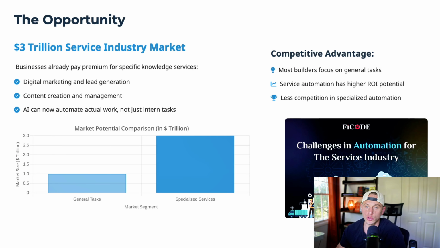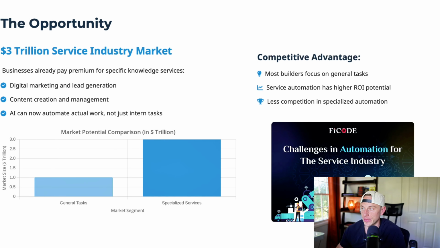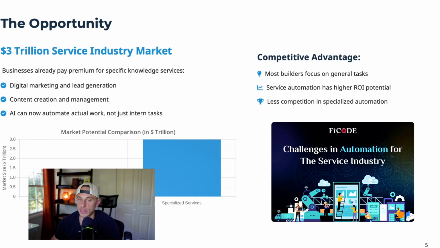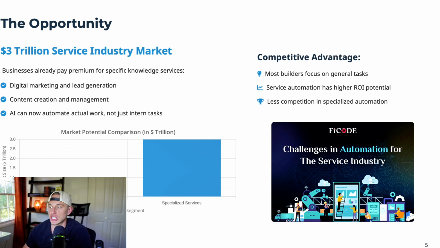So there's a huge opportunity to learn how to do context engineering, whether you're wanting to build a business, whether you're wanting to improve your business, whether you want to be better at your job, whether you're wanting to just be more efficient in regular life. And so businesses are already paying a premium for specific knowledge. So digital marketing, lead gen, content creation. AI can now automate actual work and not just intern tasks. But where the real competitive advantage comes in is most builders are just focused on simple tasks. Service automation has higher ROI potential, less competition in specialized automation.